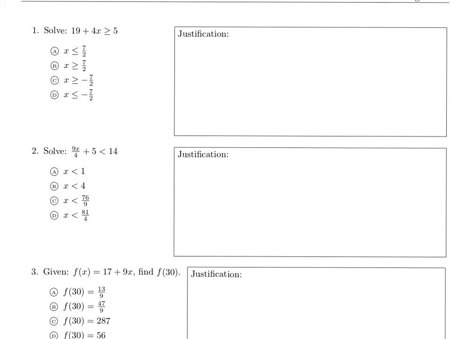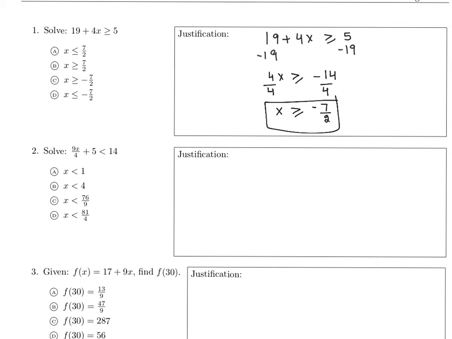Question number 1. To solve question number 1, you're going to solve for x. It means that you have to isolate the x. So you subtract 19 on both sides. You're going to get 4x greater than or equal to negative 14. Divide by 4 on both sides. x is greater than or equal to negative 7 over 2. So the answer, if you look at it, is letter C. So that's your answer.